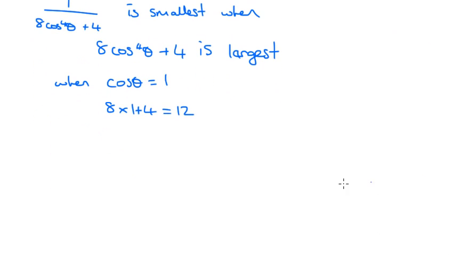So the smallest value of the function is 1 over 12.